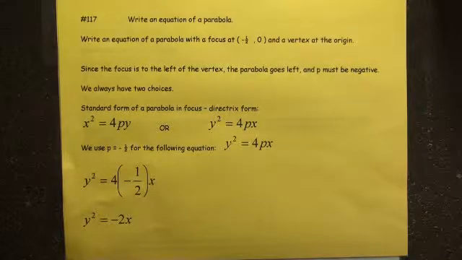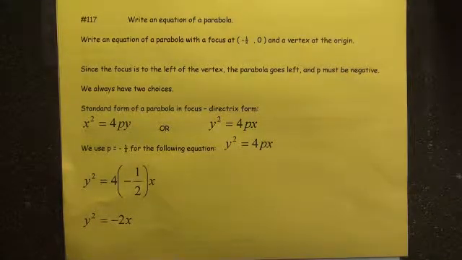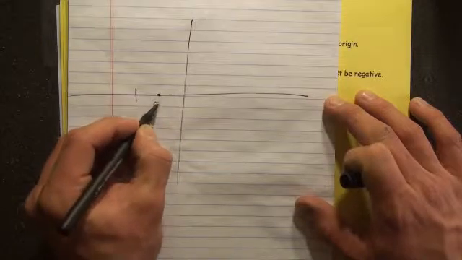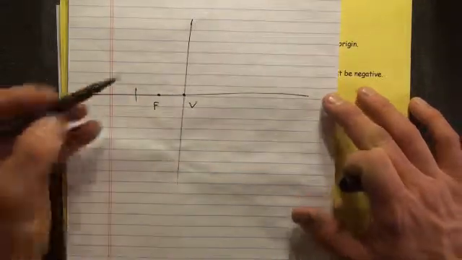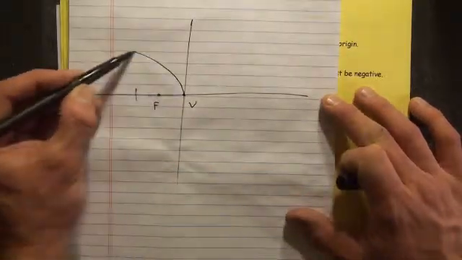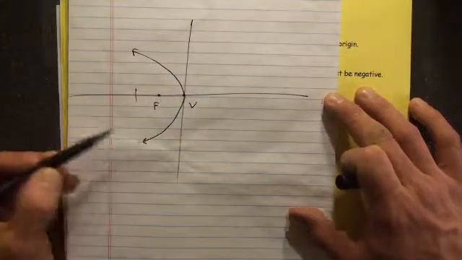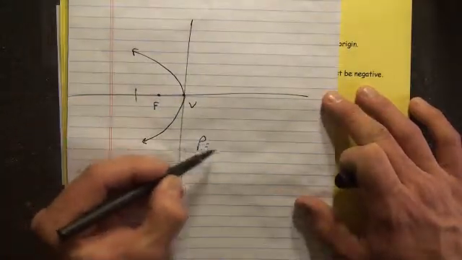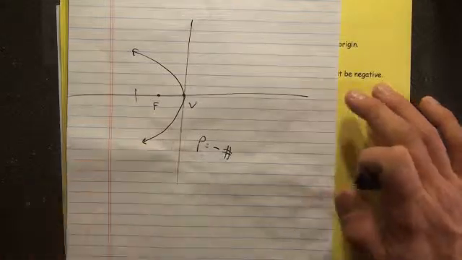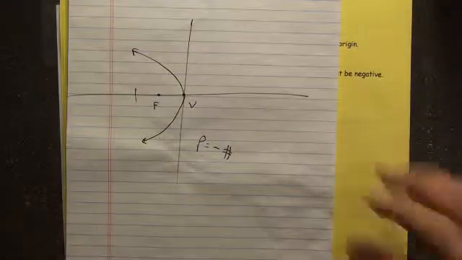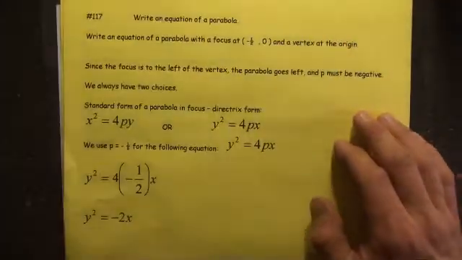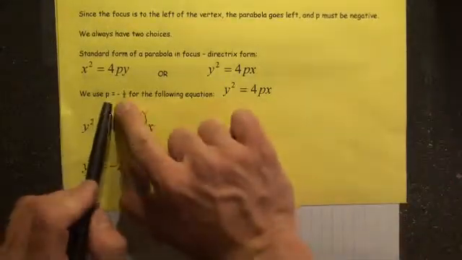And remember, keep drawing these little scratch papers. I think it's pretty important for us to be reminded of this. If they're telling us that that's the focus and that's the vertex, they're telling us that this thing goes this way. Therefore, P is a negative number. Well, it's obviously -1/2, right? So therefore, P is -1/2.